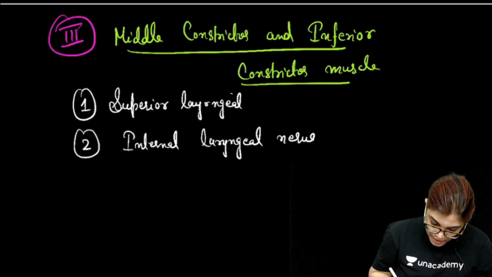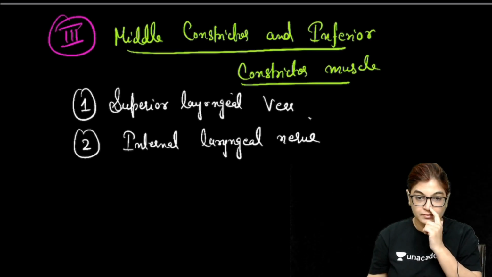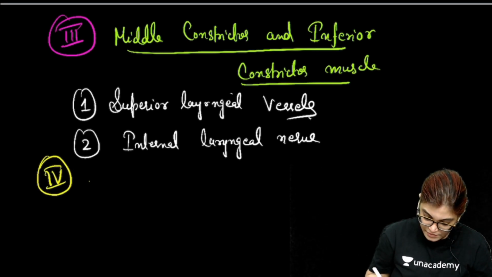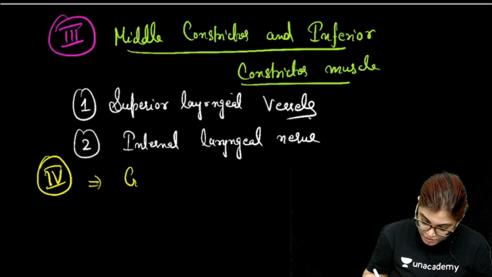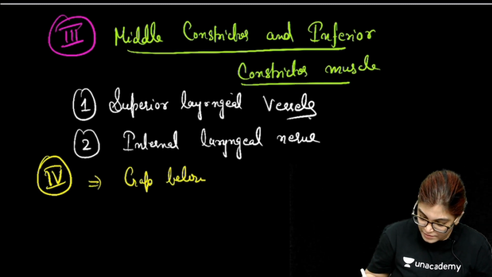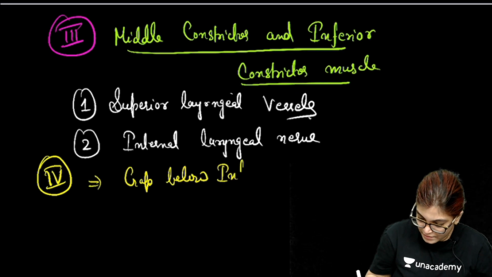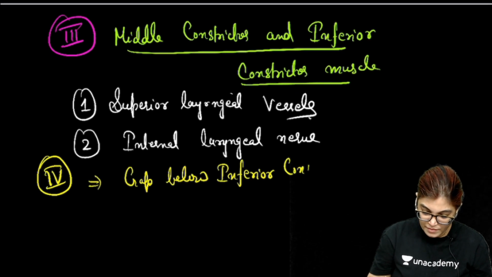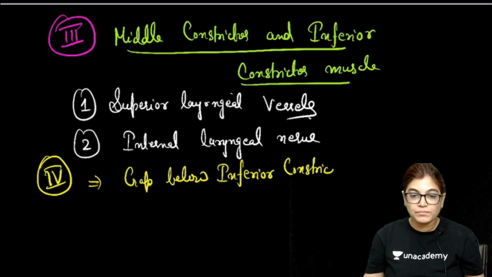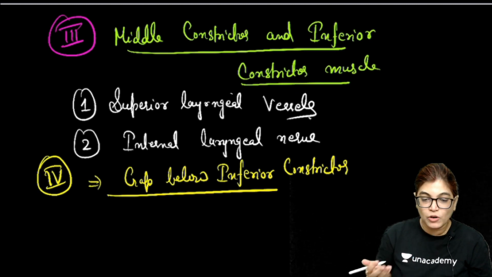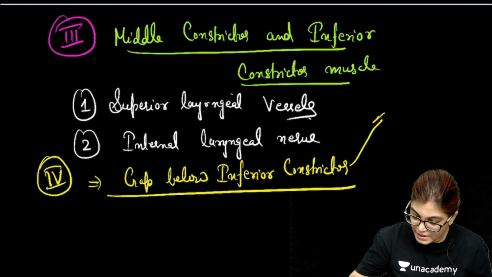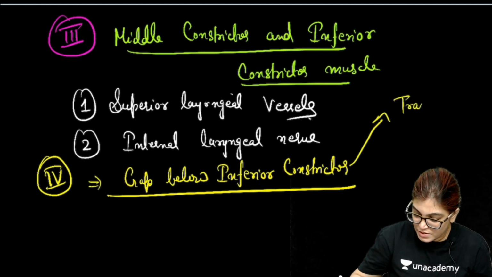The fourth gap is the gap below the inferior constrictor muscle. The other name of this gap is the tracheoesophageal groove.